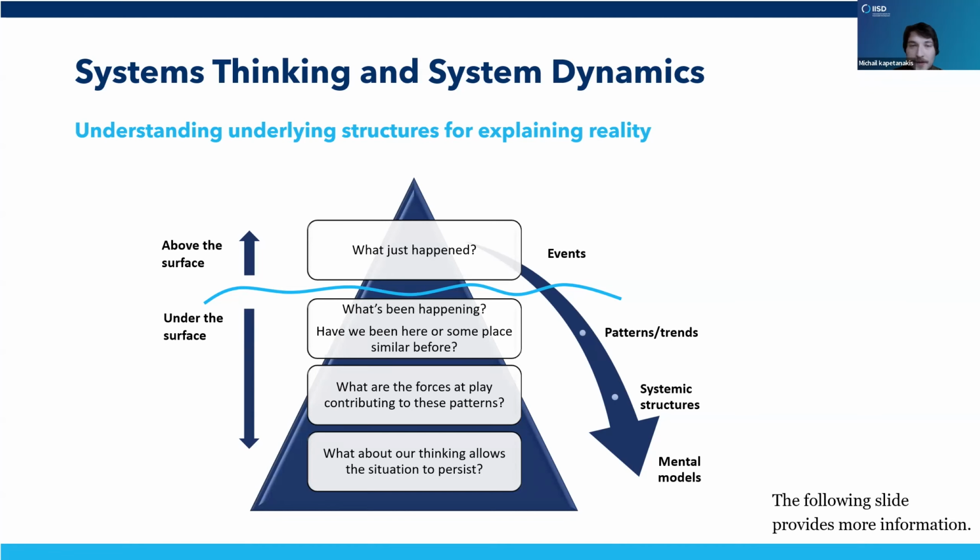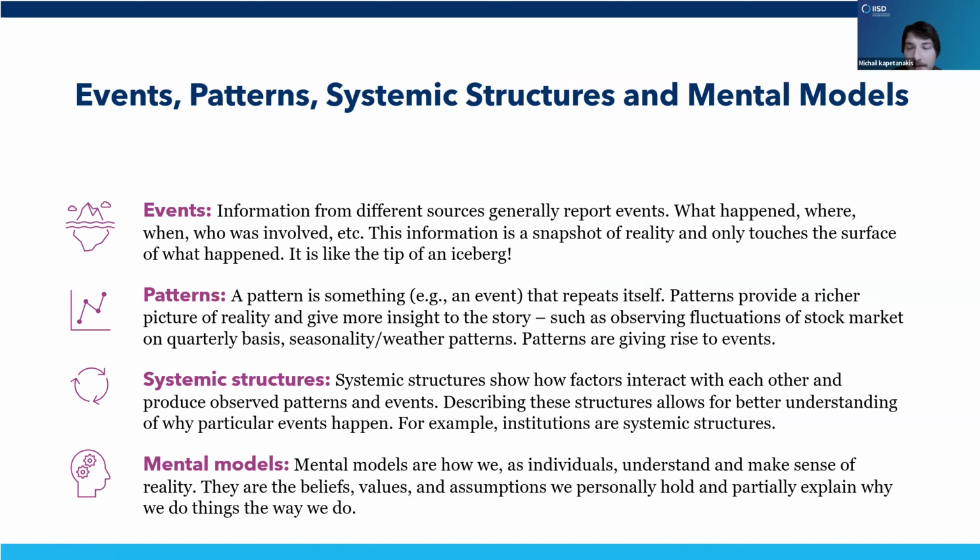Again, events, it's more about what happened, where, when, in what context, who was involved. Then the patterns, it's basically something that repeats itself, and the patterns provide a richer picture of reality and give more insight to the story. Underneath, as we mentioned, are the systemic structures, which show how factors interact with each other and produce observed patterns and events. And at the end, there are the mental models that basically state how we as individuals understand and make sense of reality. So this is an important point because I will show you how a causal loop diagram that I will present later is a mental model to understand a system.